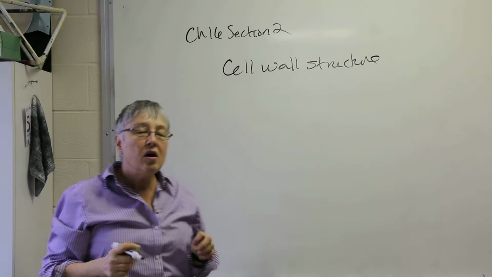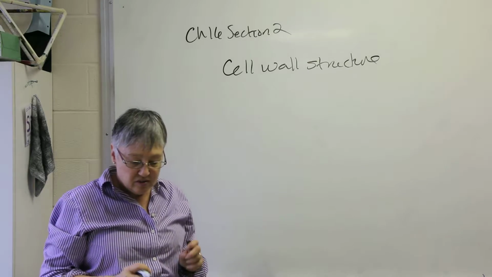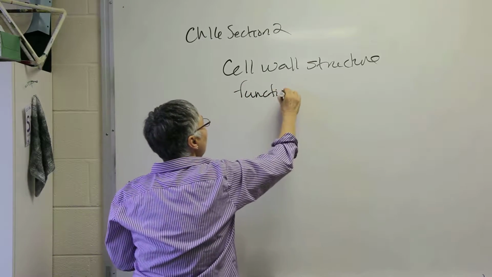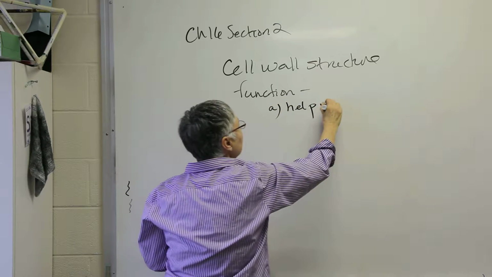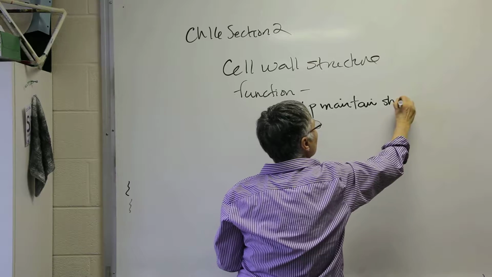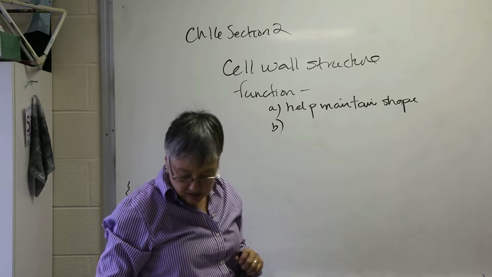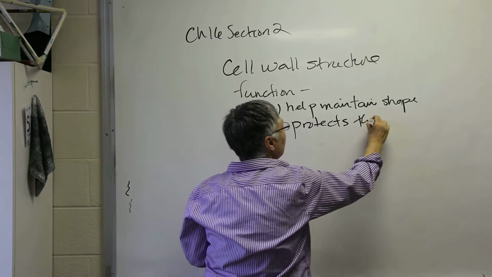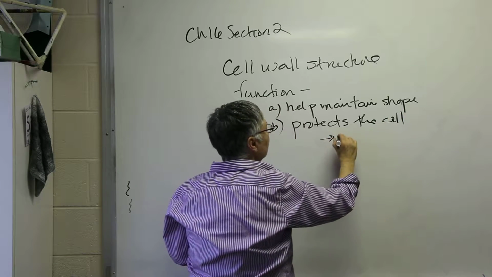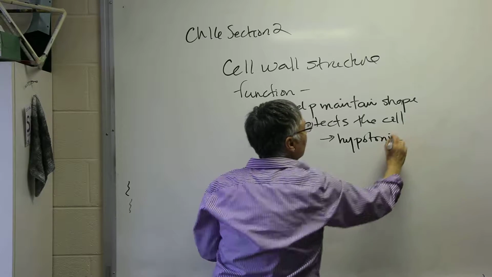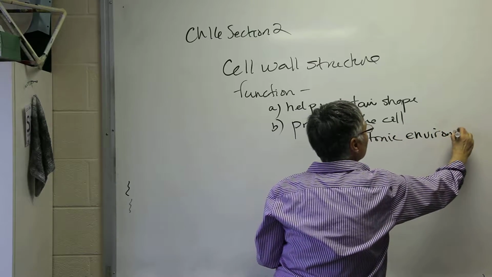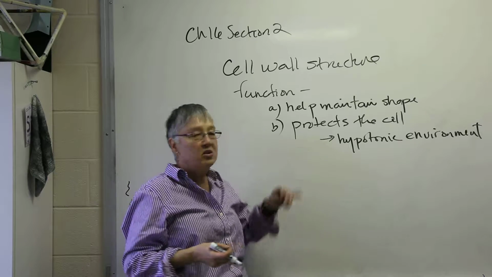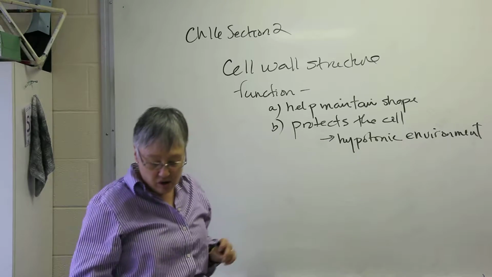Okay, as I mentioned before, almost all bacteria have cell walls. There's maybe just a few that do not. The function of the cell wall is to help maintain the shape of the bacterial cell. It also protects the cell, particularly in environments like a hypotonic environment, in which water would tend to diffuse into the cell and could potentially lyse the cell, so the cell wall is there to protect it.